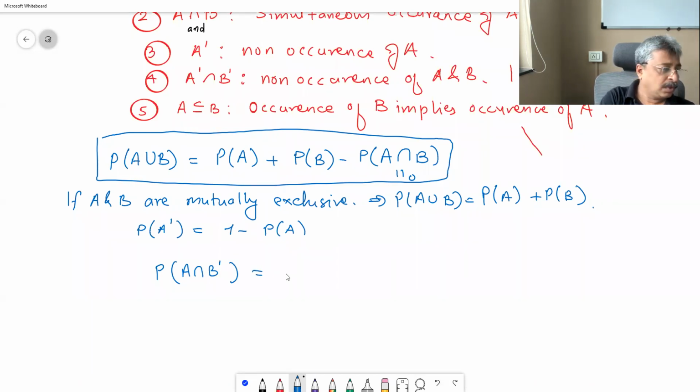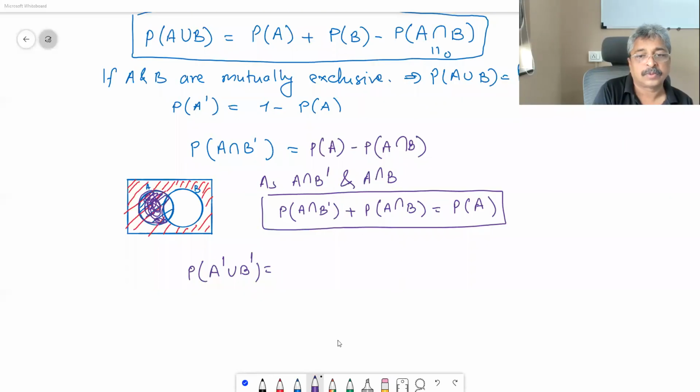Is equal to, show me what you think? Okay, as far as A intersection B dash is concerned, you draw a Venn diagram and find out what you want. We want this particular area in LHS, A dash intersection B dash.